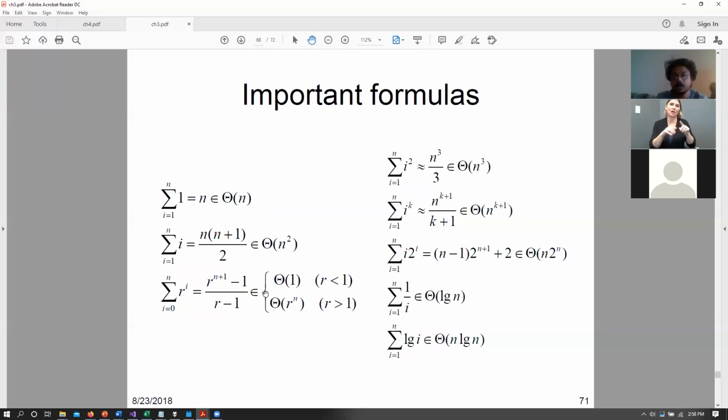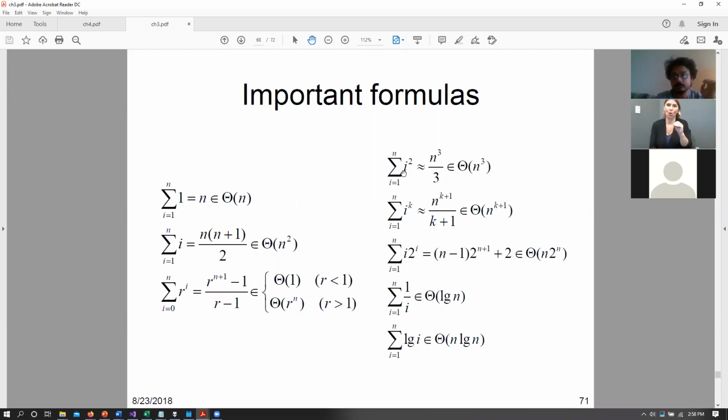It is either going to be theta of 1 if r is less than 1, or it is going to be theta of r raised to the power of n if r is more than 1. We can also have cases where our internal statement or internal equation that we are summing over depends on i itself. So in such cases, we have to remember this formula that it is usually n raised to the power of the power plus 1.